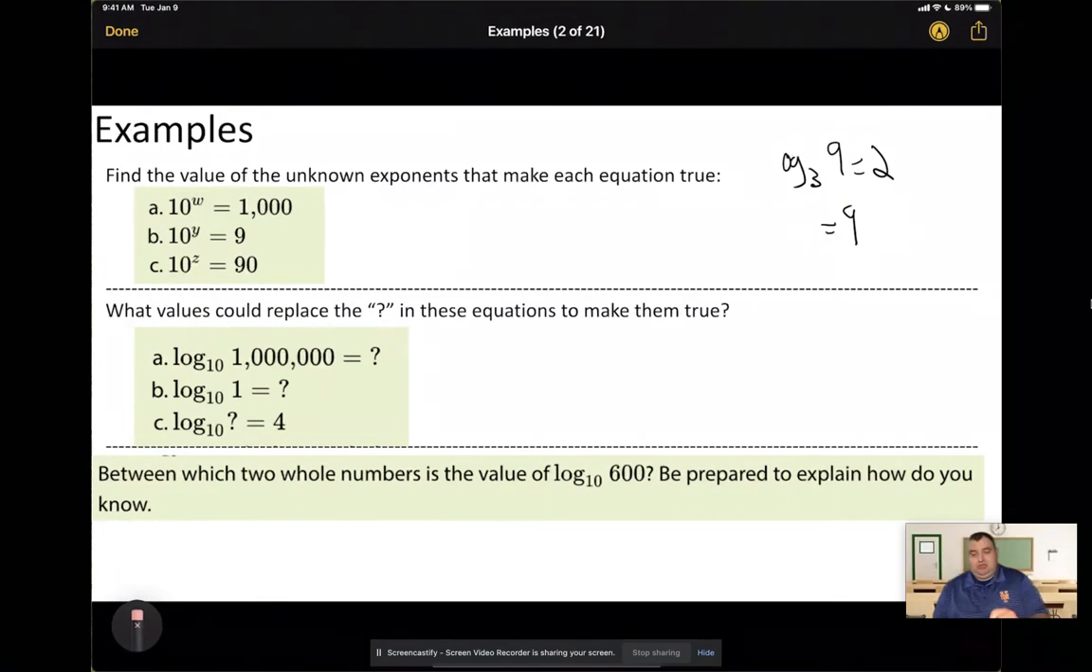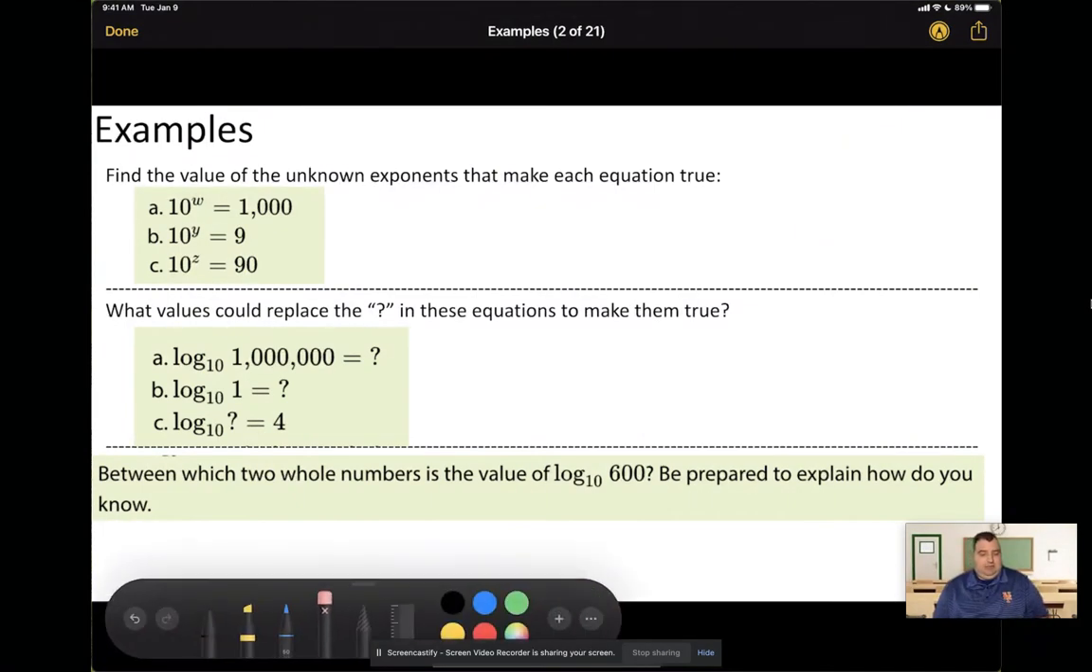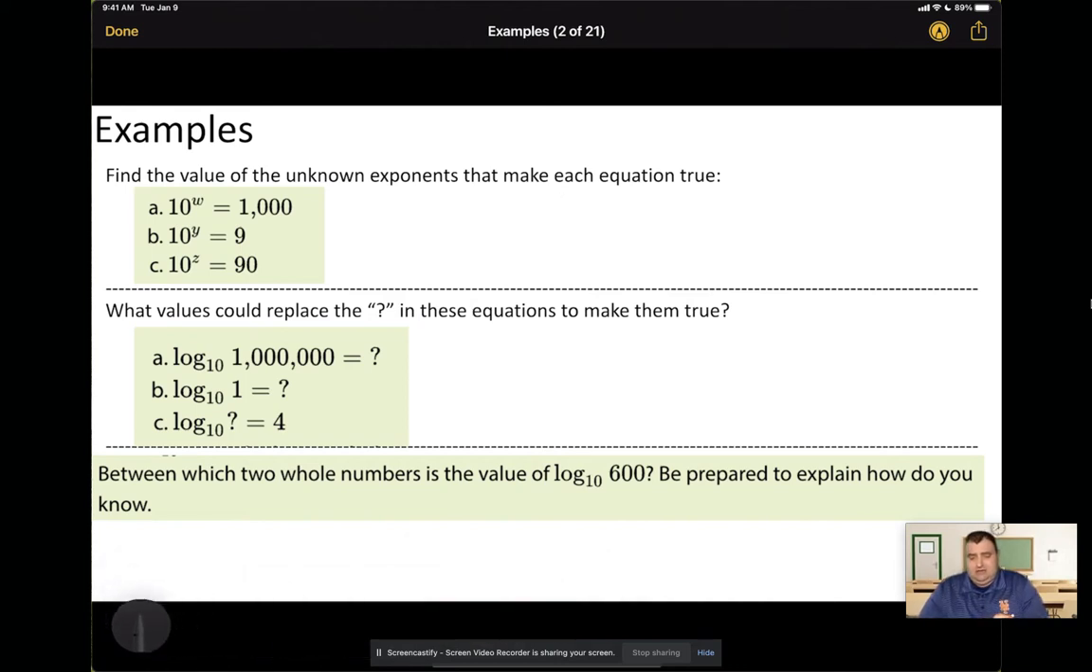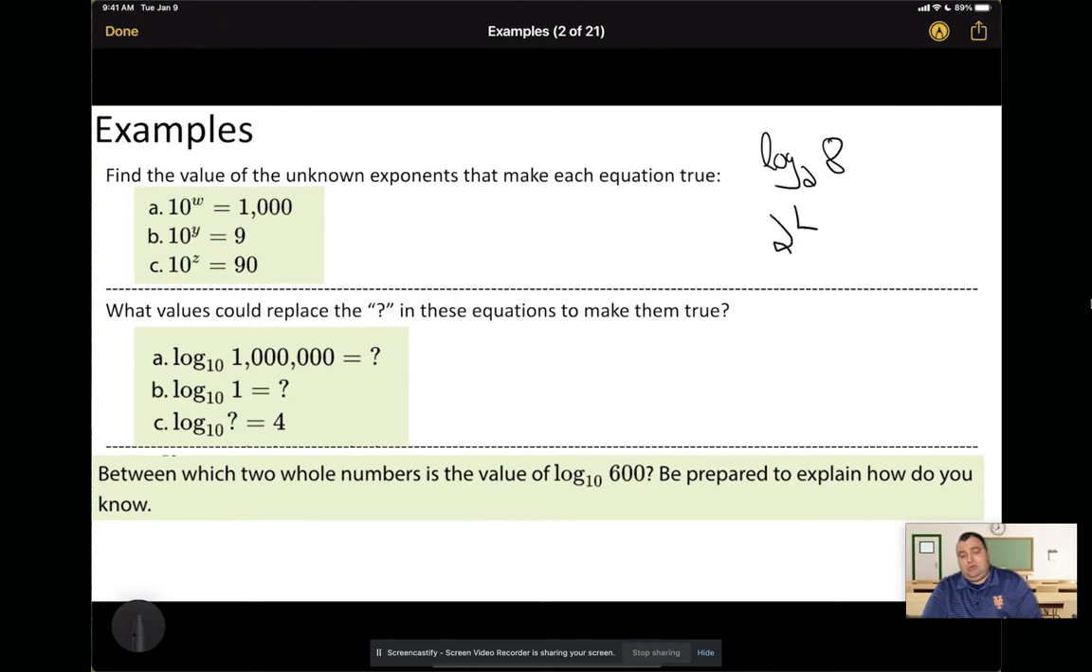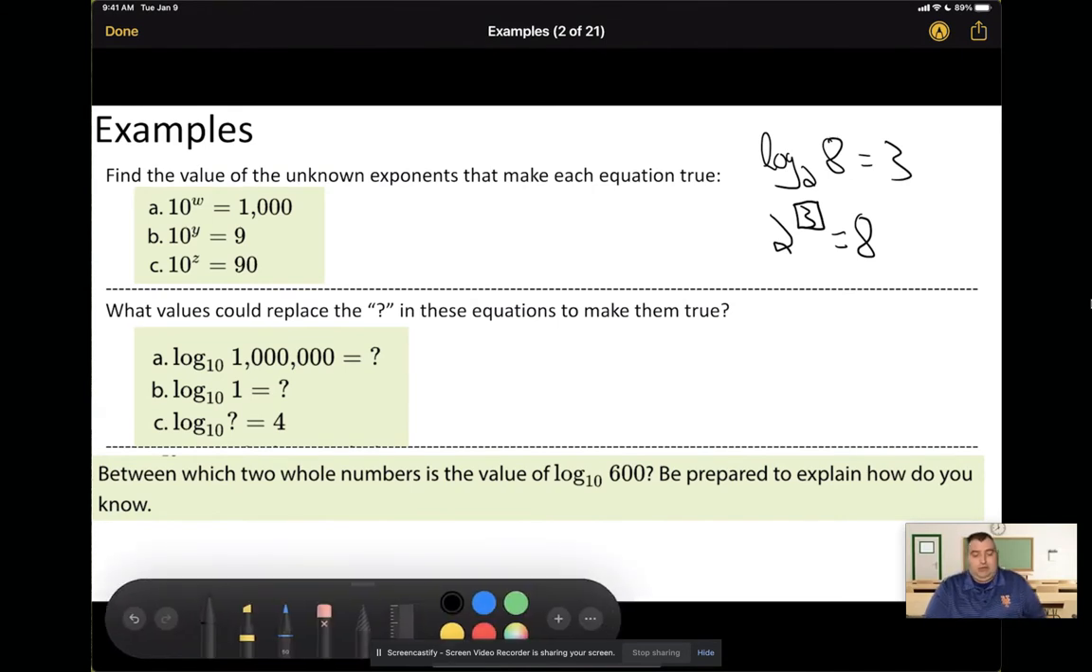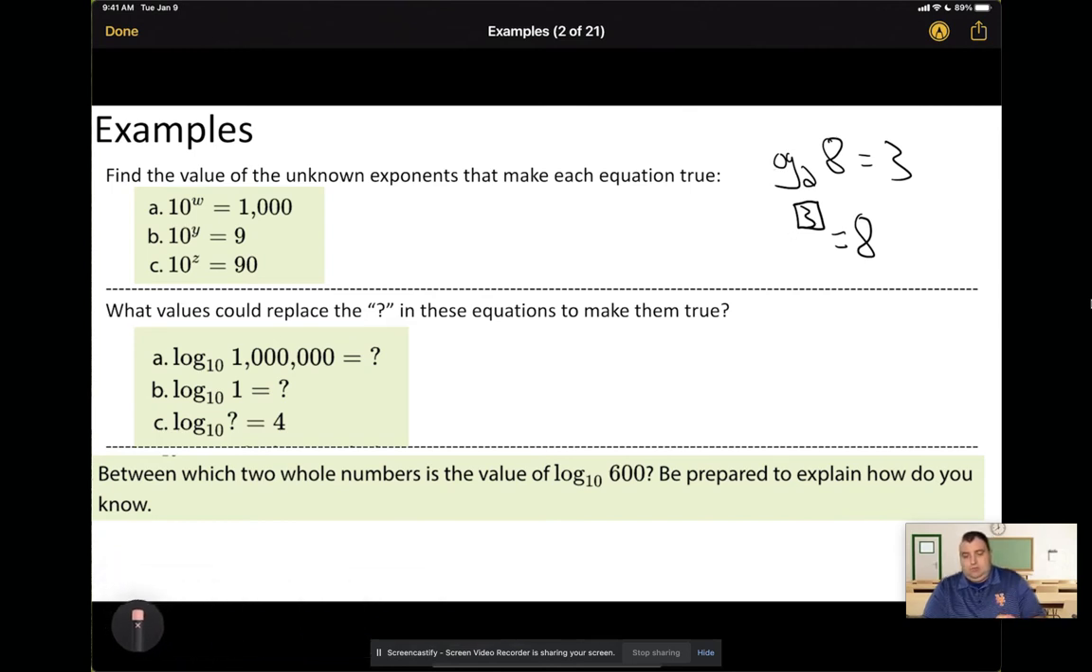Okay, let me show you a different example. How about if we had log base 2 of 8? Log base 2 of 8. If I ask you to calculate that, what that really means is 2 to the power of what is equal to 8. We, of course, know that 2 cubed is equal to 8. So log base 2 of 8, we would say that the answer is 3.